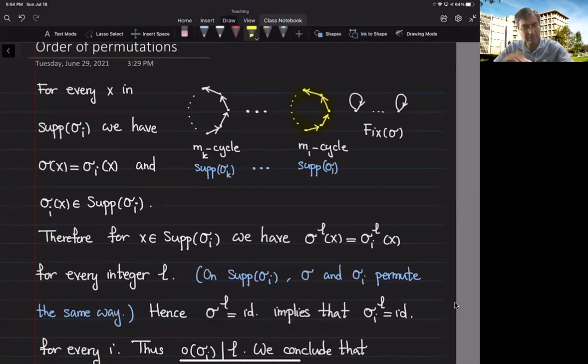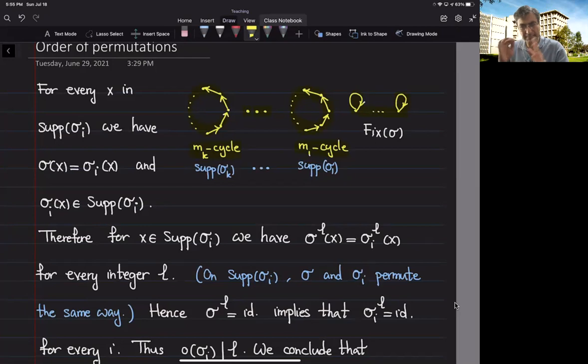Now what happens if I give you the cycle decomposition of a permutation sigma? So I'm giving you a permutation sigma. I write it as a product of disjoint cycles. So there are a bunch of fixed points for sigma. Those are not very interesting. I put them aside. Then I have a bunch of disjoint cycles, an m1 cycle, m2 cycle, m3 cycle, up to an m sub k cycle. So these are disjoint cycles, sigma 1 through sigma k. And I want to understand what is the order of sigma.